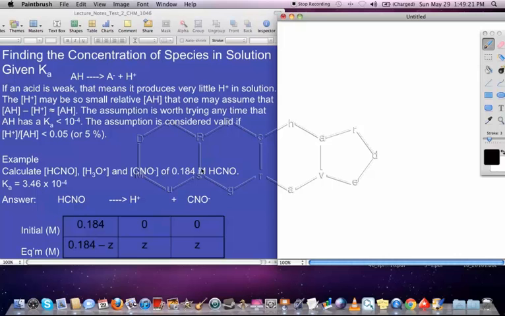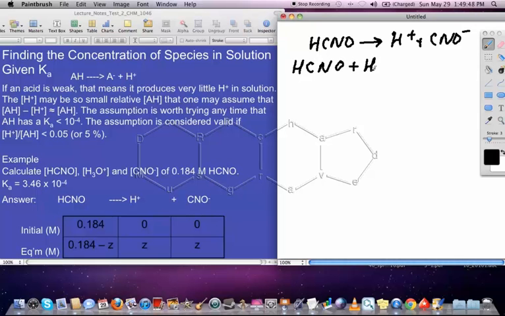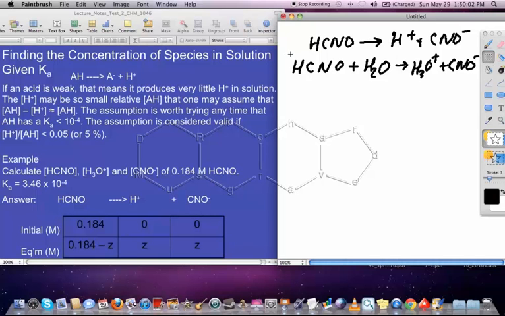H3O plus and CNO minus given HCNO, and we've got an initial concentration here and a Ka value is given as well. So what we'll do is we will take our HCNO and we'll split it up into H plus and CNO minus. Now remember here I could also have done this. And that is made of H3O plus and CNO minus. Either way is okay. I'm going to stick with the top one just because it's a little bit easier for me to work with.